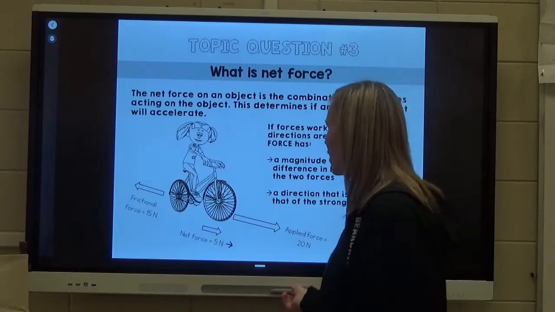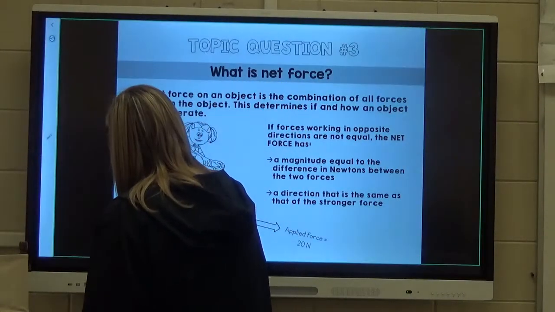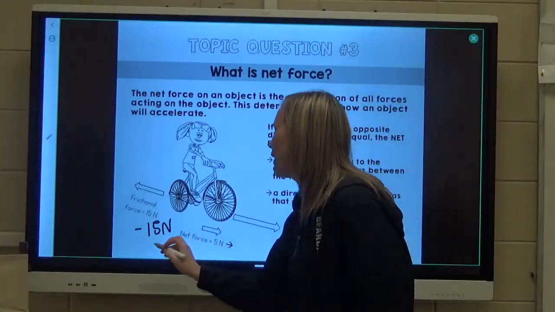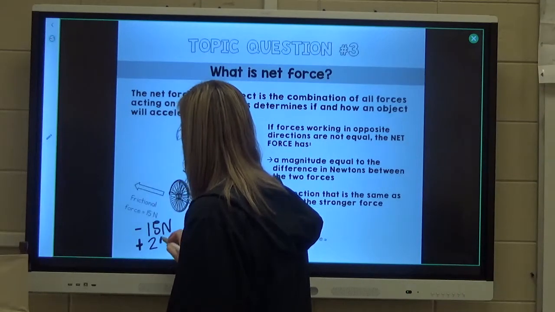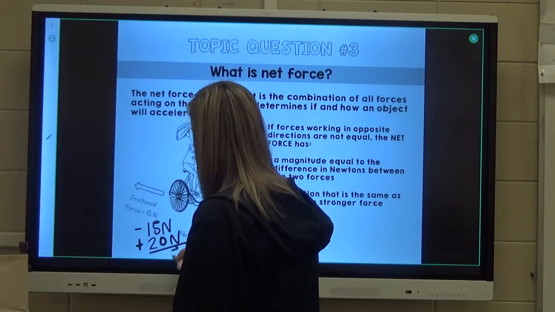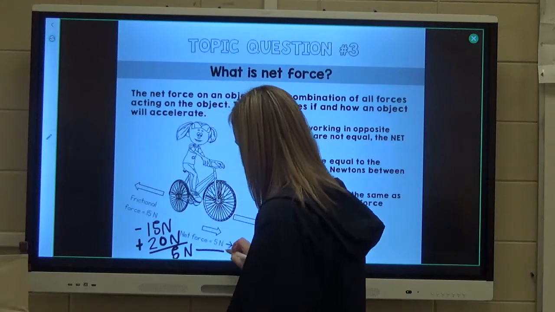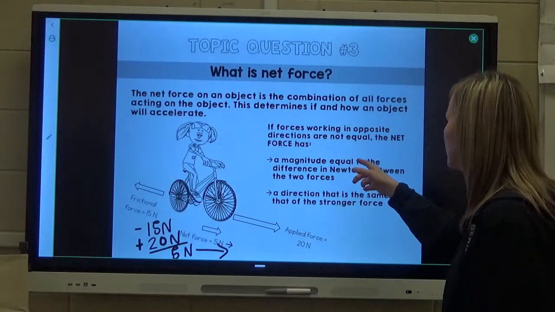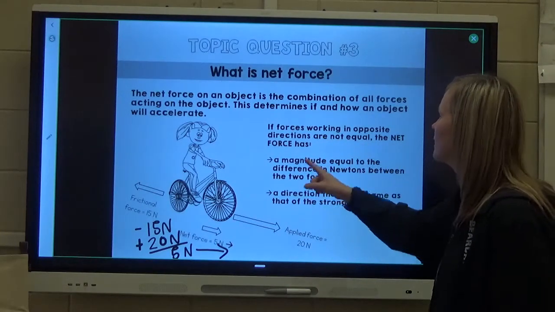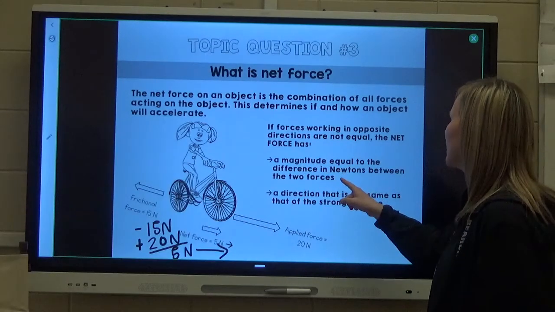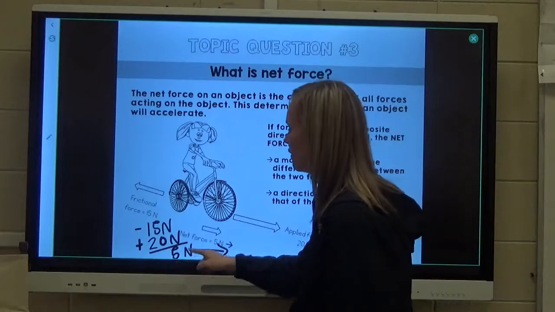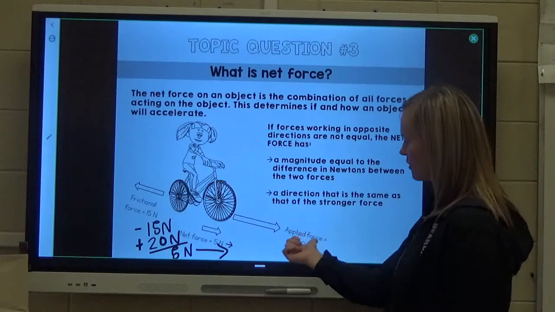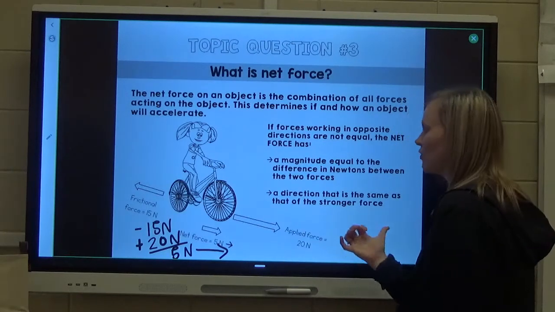When you add those together, we pretend that the 15 to the left is a negative 15 because it's going to the left, remember our number scale, and the 20 to the right is a positive 20. So negative 15 plus positive 20 gives us a net force of 5 newtons to the right. If the forces working in opposite directions are not equal, the net force has a magnitude equal to the difference in newtons between those two forces, like we saw here, 5 newtons, and a direction that is the same as the stronger force. The stronger force in this case is 20 newtons, so it will be to the right as well.